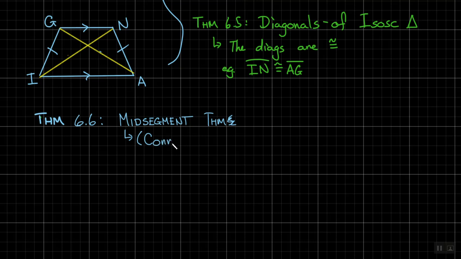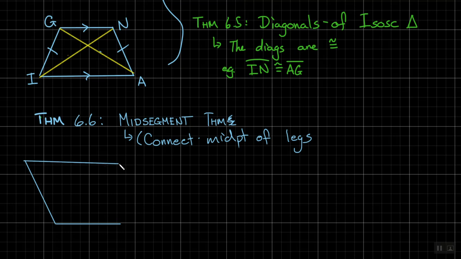Connect midpoint of legs. Okay. So we're just going to draw this one out because it's going to be way quicker than the verbal vomit that we'll have to work out to write it in a nice sentence. All right. I really want to draw an annoying trapezoid, so I will. Okay. So here's a trapezoid. It's not as annoying as I wanted it to be.